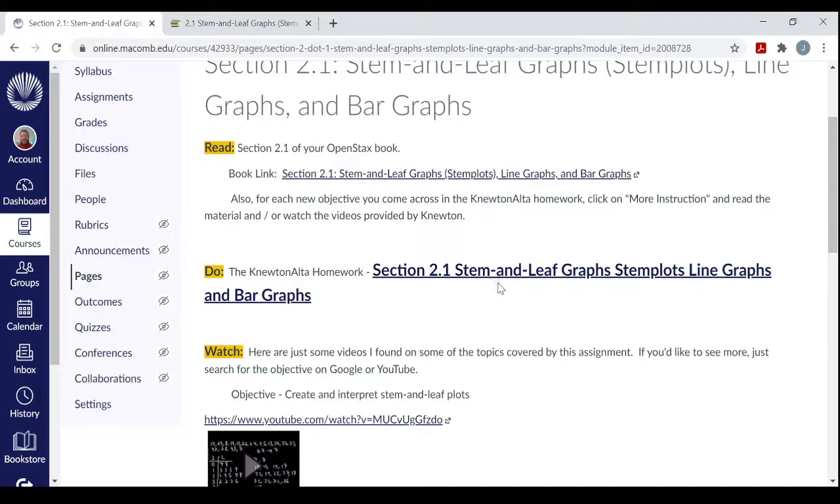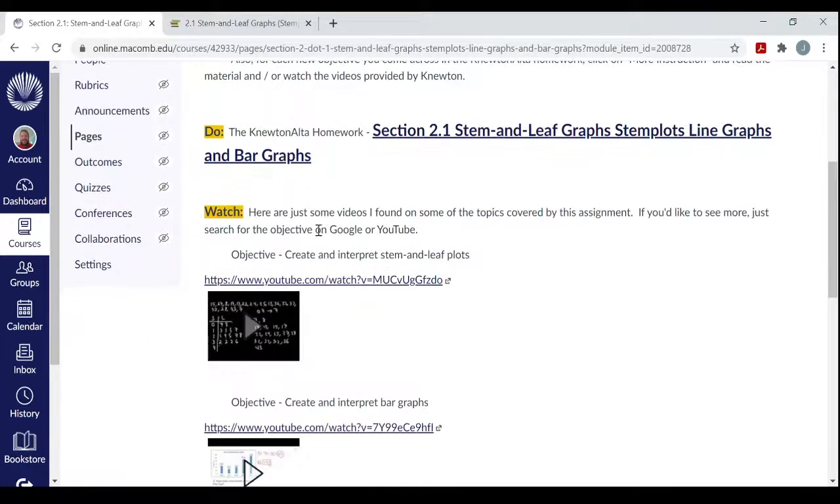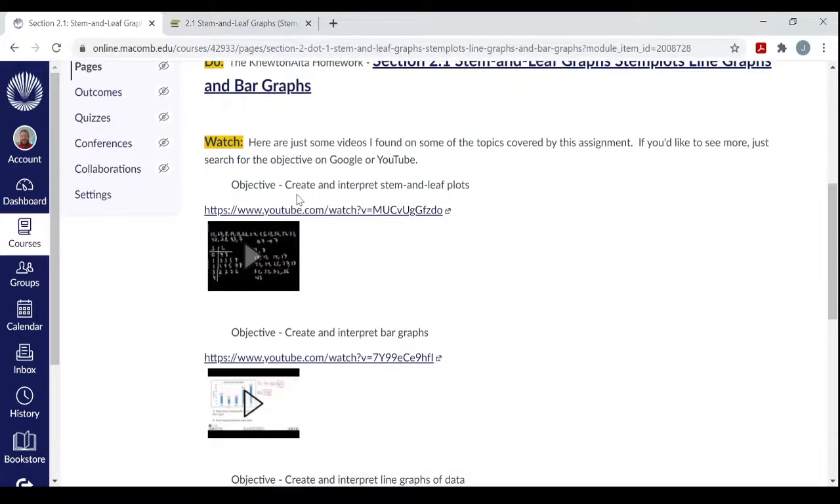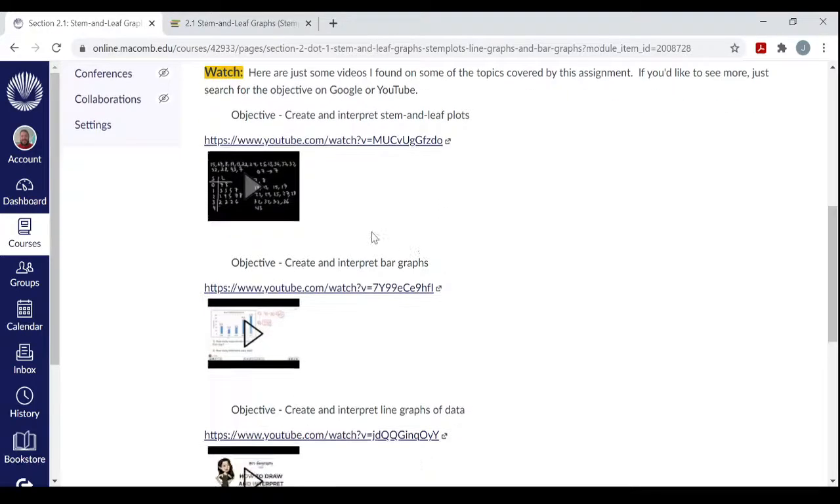Alright, then below that you have what I'm going to get into in a little bit, going over the KnewtonAlta homework. There's a link to that here, section 2.1 KnewtonAlta homework. And then beneath that you have watch some videos. Now if you don't like these videos, you can always just copy the objective and paste it into YouTube and try to find other videos related to the topic that you like better.